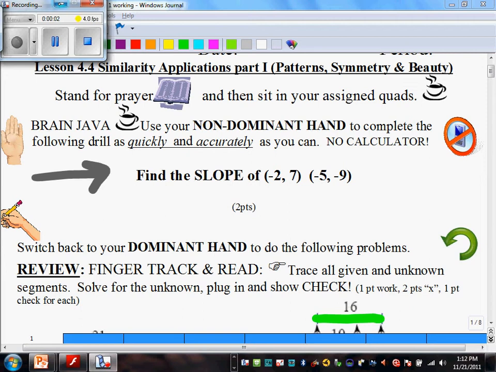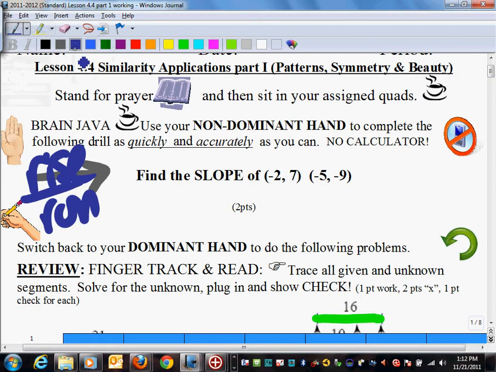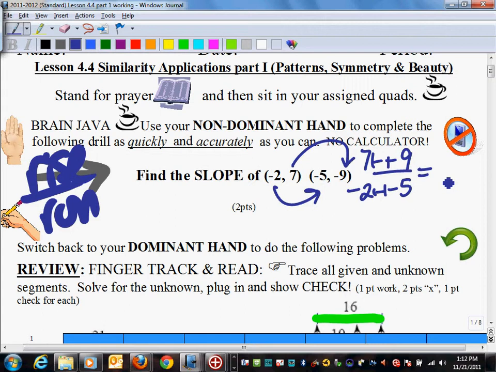Oh, you go, yeah. Slope is rise over run. So therefore, for rise, we subtract the y's, it rhymes. 7 minus -9. Run, -2 minus -5. Double negatives make positives. The only correct answer, no partial credit, is 16/3.